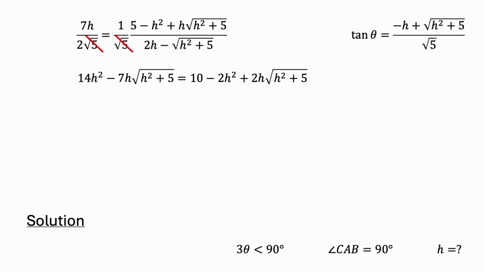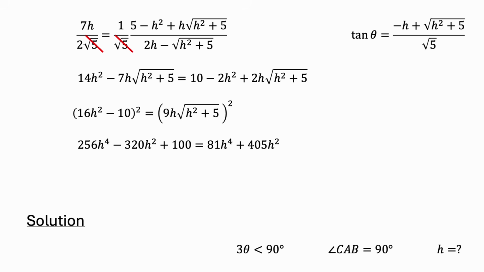After cross multiplying and combining like terms, we obtain 16h² minus 10 equals 9h times the square root of h squared plus 5. Next, we square both sides to obtain 256h⁴ minus 320h² plus 100 equals 81h⁴ plus 405h², or 7h⁴ minus 29h² plus 4 equals 0.